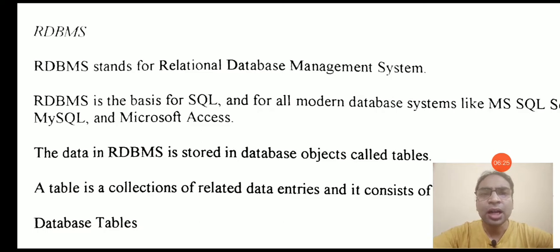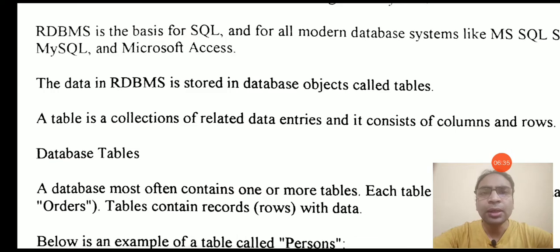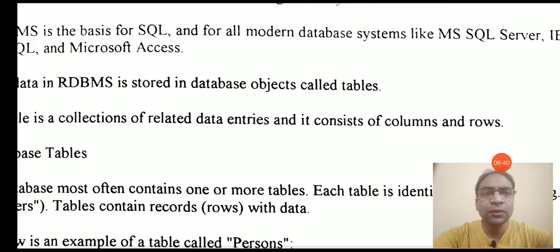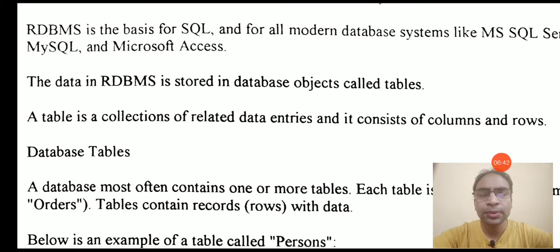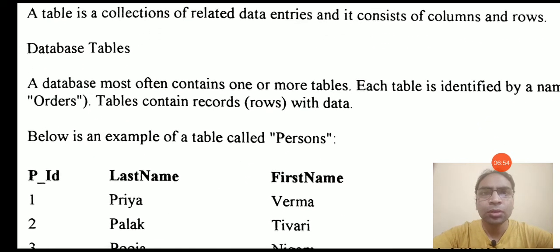The data in RDBMS is stored in database objects, and these objects are called tables, or we can also call them relations. A table basically is a collection of related data, and it consists of columns and rows. So columns indicate the data fields and rows indicate the data values. So what is a database table? A database table, we had already talked about that, is a collection of related data that is in the column and row form.